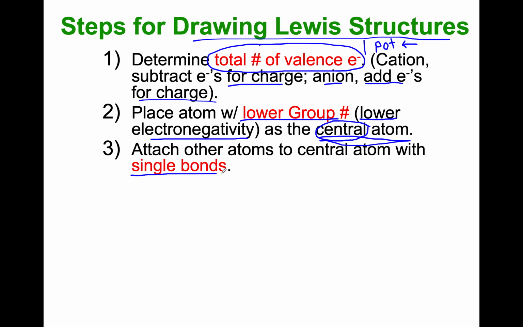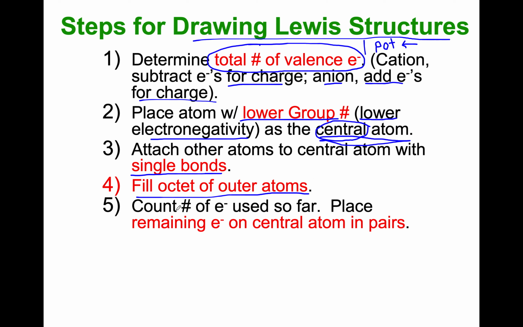Attach single bonds. Okay, so you got a central atom, you got atoms surrounding it, so make single bonds connecting those. And then fill the octet of the outer atoms. Okay, remember everyone's going for octets except for hydrogen. So go for octets for the outside. And then count your number of electrons. Does it match up? Okay, maybe you have extra. So put the remaining electrons on the central atom.